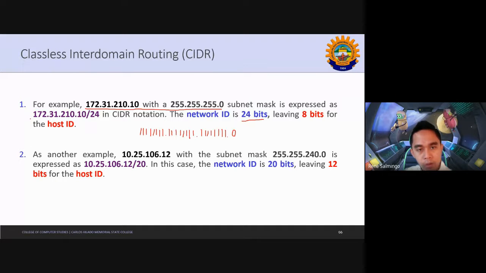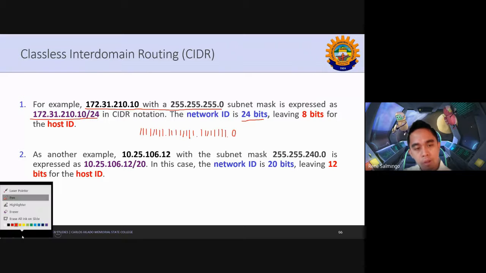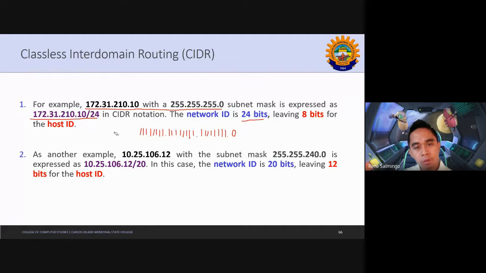So the correct CIDR notation is this one, because you already counted the number of your bits in the network ID. It doesn't matter whether it is class A or class B. What would be the given? So given naman, you just follow that this is the given for this network. Okay. Now we have another example.